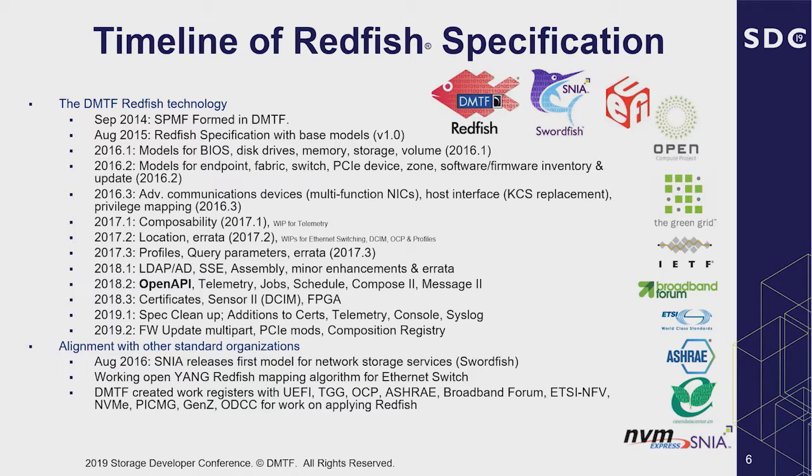And then alignment with other standards organizations. In August 2016, SNIA released the model for network storage. That was Swordfish. If you think about that, that's been 3 years. More on that later. We worked on an OpenYang to Redfish mapping algorithm for Ethernet switch. You can find that out there.